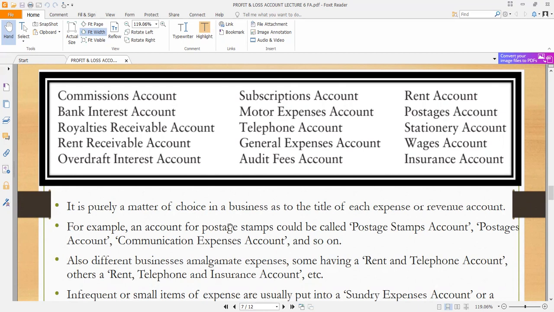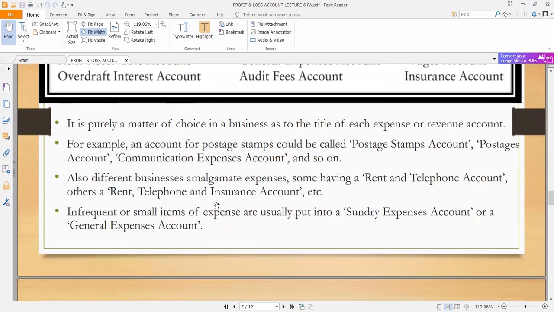Now, for example, an account for postage stamps could be called postage stamps account. Postages account, communication expenses account, and so on. So you can choose which account you would want to categorize that under.